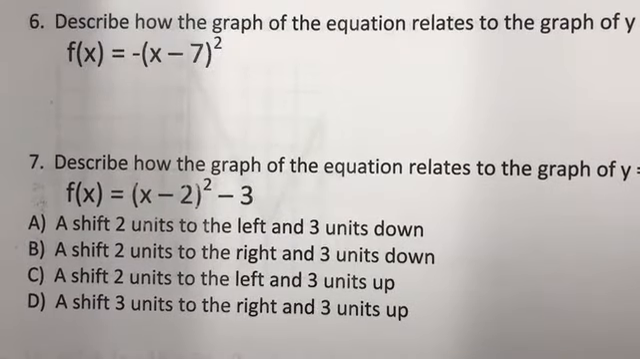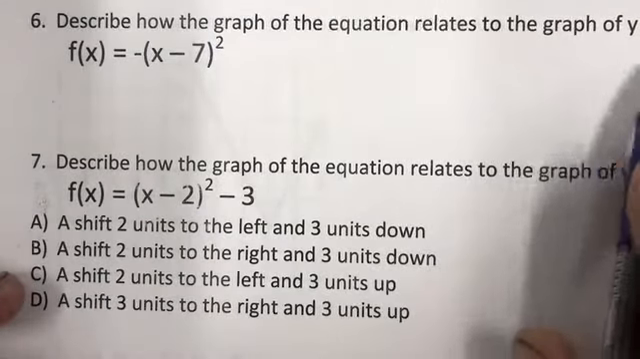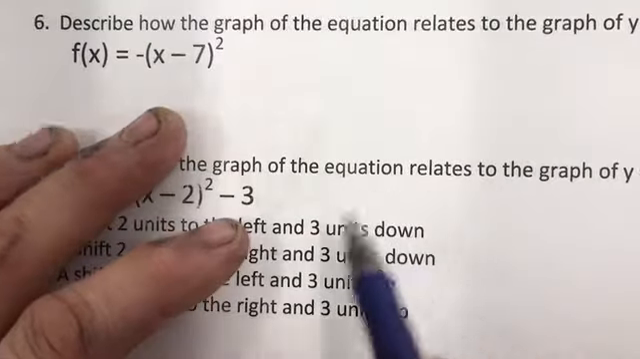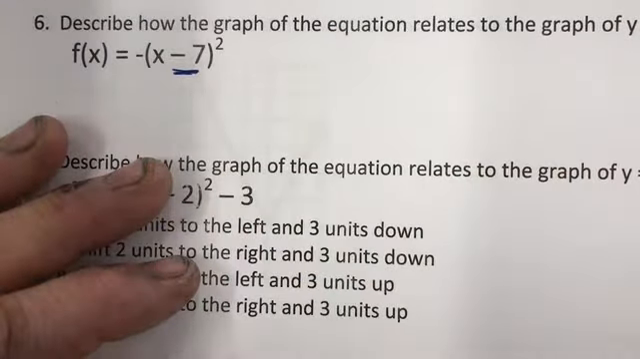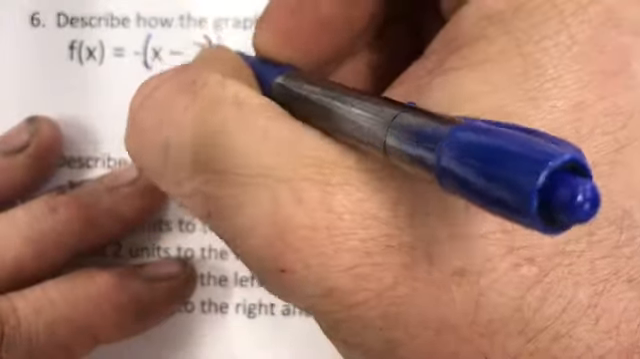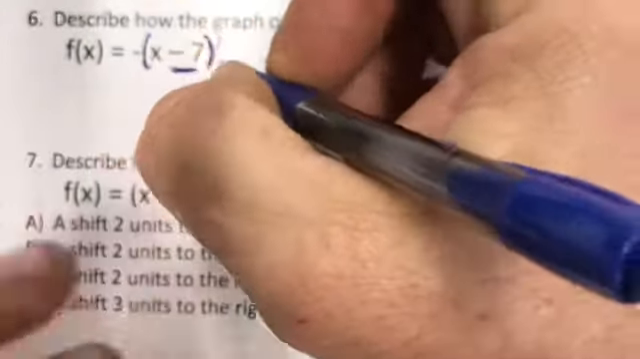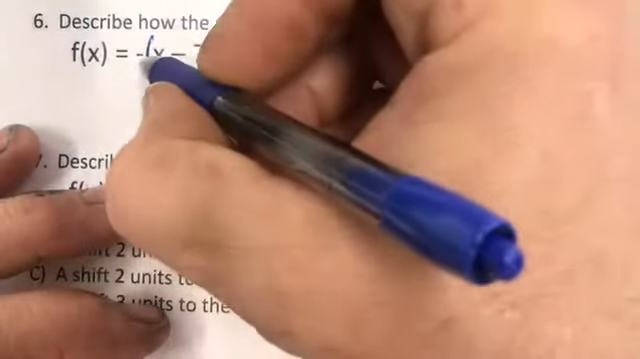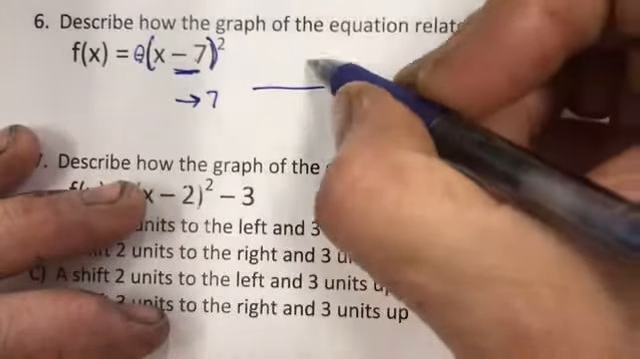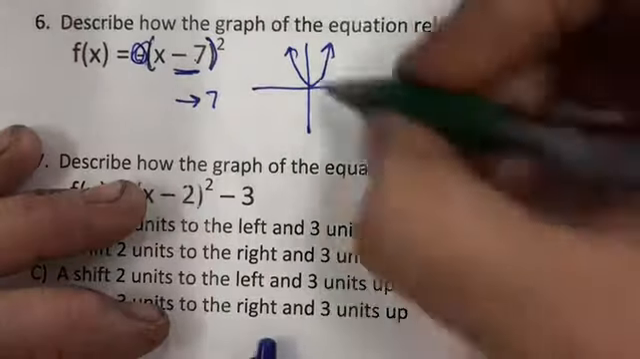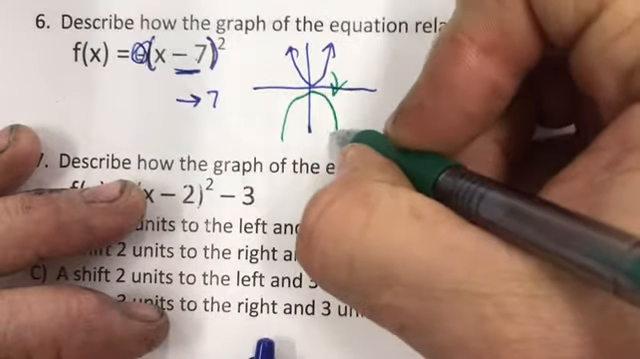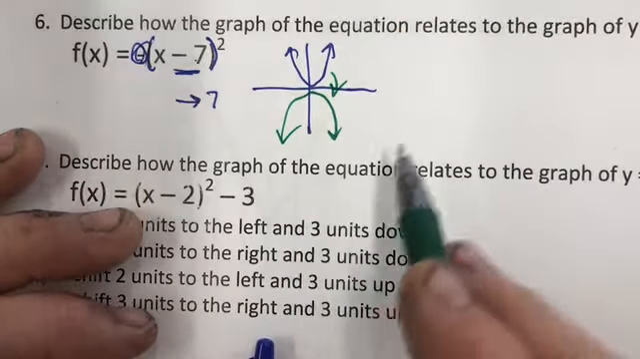Number 6, describe how the graph of the equation relates to the graph of y equals x squared. Okay, so we have some transformations. So it looks like here we got x squared and I got this minus 7. That's something that's added to it. So remember, in the parentheses here, it's going to go left and right, but it does the opposite of this. So that means it's going to go to the right 7. And then this negative right here is going to reflect it over the x-axis. So the parabola normally goes like this. Because of that negative out front here, it's going to reverse it. It's going to flip this thing, and it's going to make it go down like that. So it's going to reflect over the x-axis.